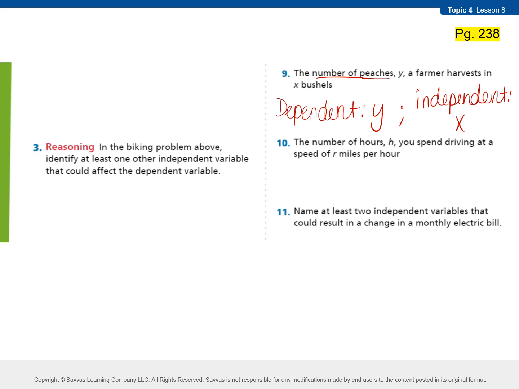Two more to go. The number of hours, h, you spend driving at a speed of r miles per hour. Which one of these do you think is going to be more dependent? It's depending on the other to know what it would be. Your number of hours would be depending on the speed you're going in miles per hour. So dependent would be the variable h. Independent would be the variable r.